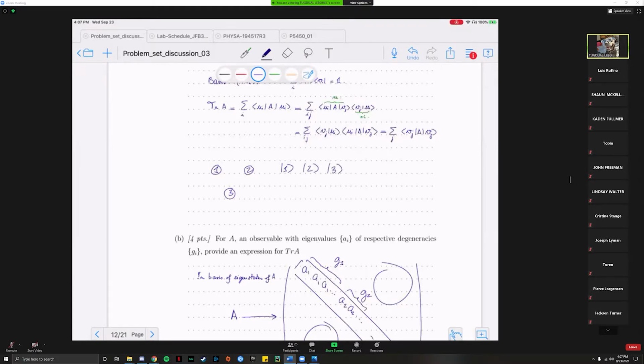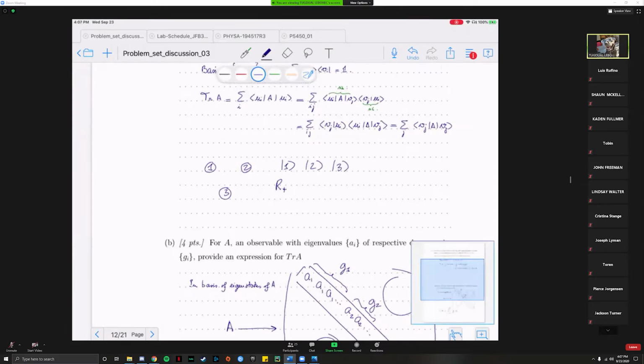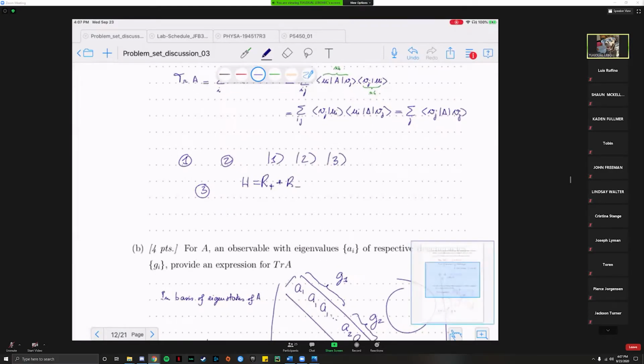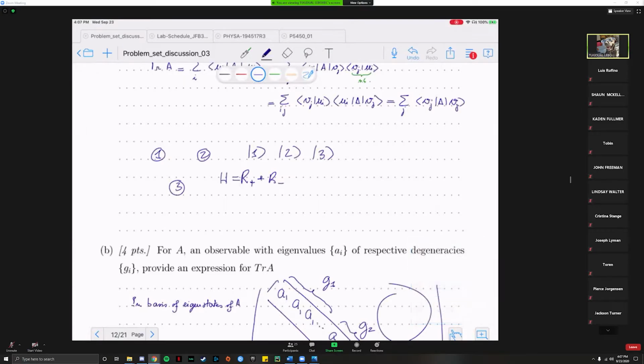And then you were asked to write R plus, which was taking the particle from 1 to 2, from 2 to 3, or from 3 to 1. And you were also asked to write R minus, that was going the other way around. And then we defined, you remember, you see what I'm talking about, right? And then we wrote R plus plus R minus. And we looked for the eigenvalues and eigenstates.